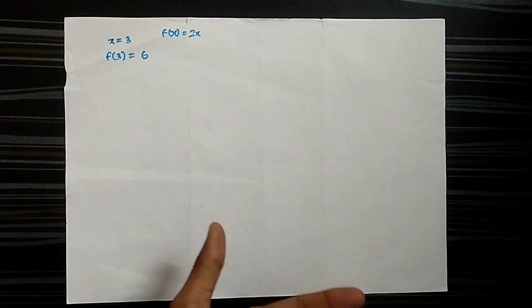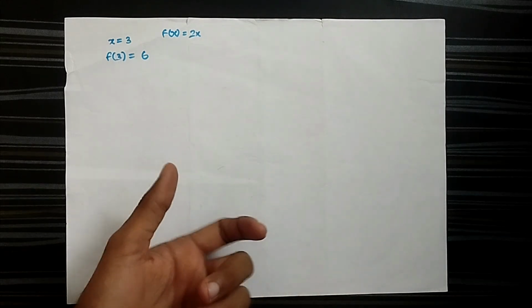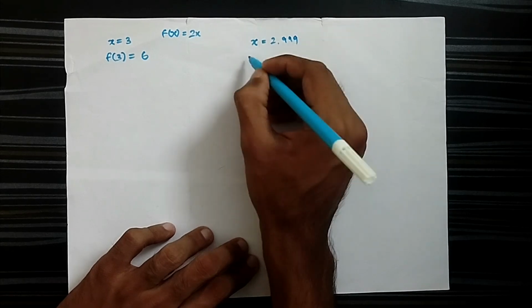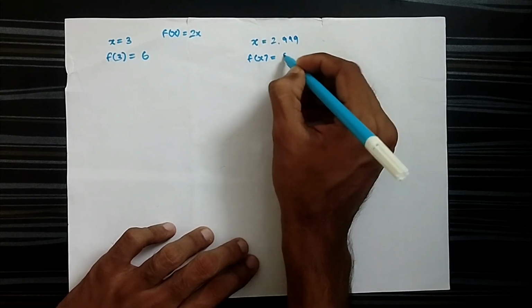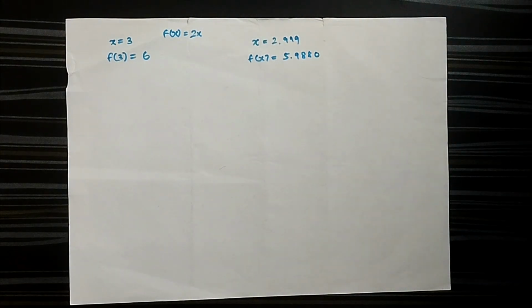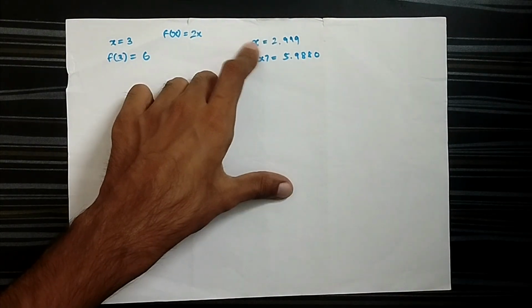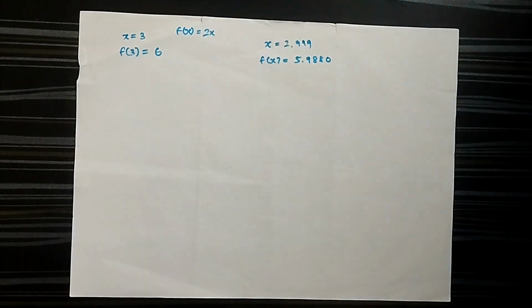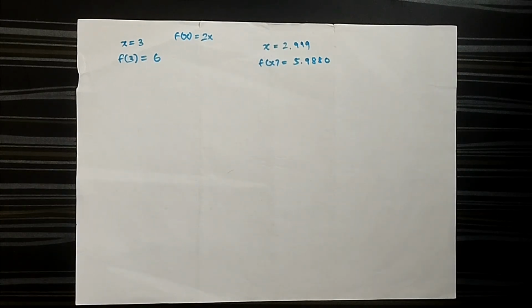In many functions, we want to know what's happening just before a certain point. So if we give x equal to 2.999, we get f of x as 5.998. So as x tends to some number, right before that number, we have to know the value of f of x equal to 5.998. That's why we use limits. And the second reason: some functions are not even defined at a point, but a limit can still exist.